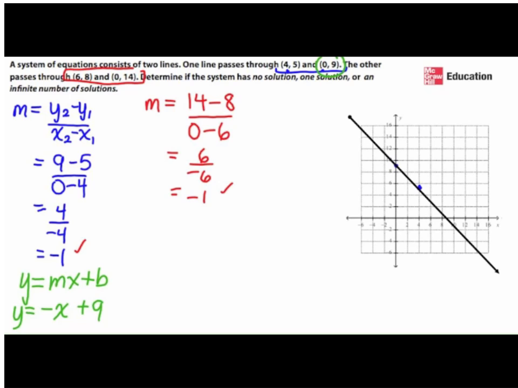That's important information. From here, in slope-intercept form, y equals mx plus b, the second ordered pair of 0, 14 gives us the y-intercept. So the equation will be y equals negative 1 times x, or the opposite of x, plus 14. Notice that the slopes are the same, but the y-intercepts are different.